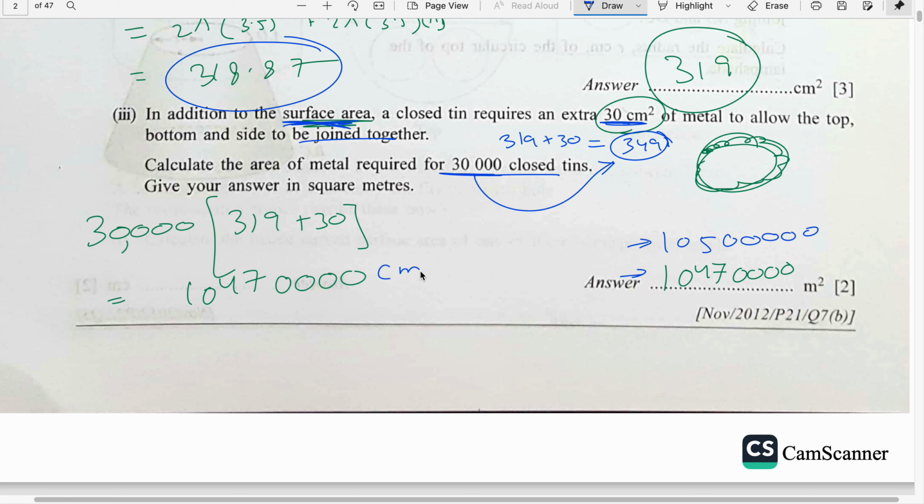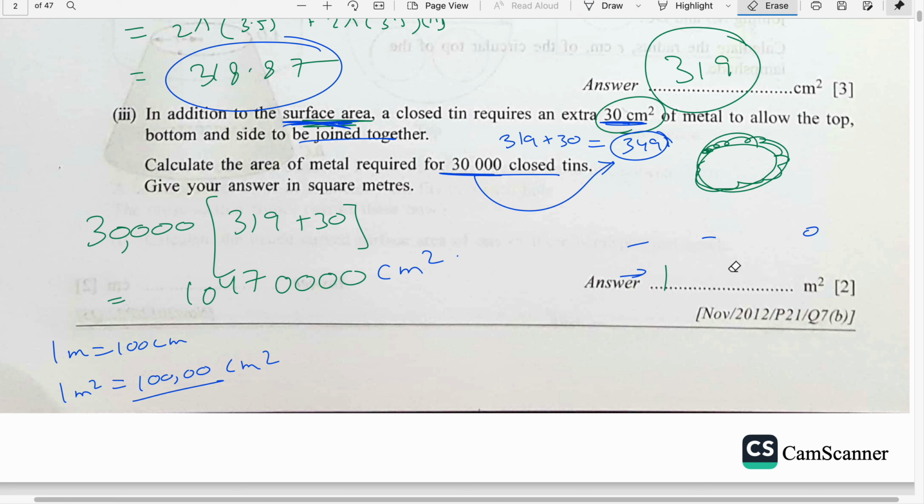This is centimeter square. Let's change it to meter square. 1 meter is equal to 100 centimeter. So 1 meter square is equal to 10,000 centimeter square. So we divide it by 4 zeros, and we're left with 1047 meter square.